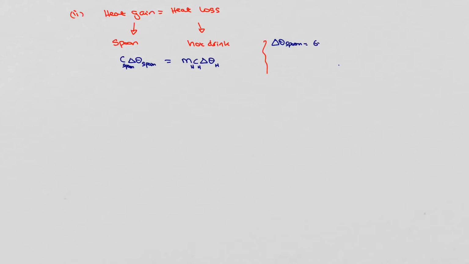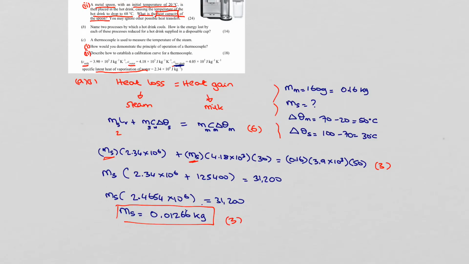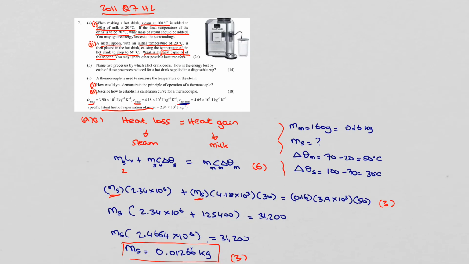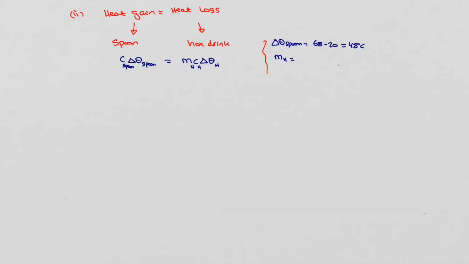So we have 68 minus 20 is going to be 48 degrees Celsius. If we're looking at the mass of the hot drink, what do we know? Well, let me go back up here. We have 160 grams of milk, and then we worked out the mass of the steam is 0.01266 kilograms.